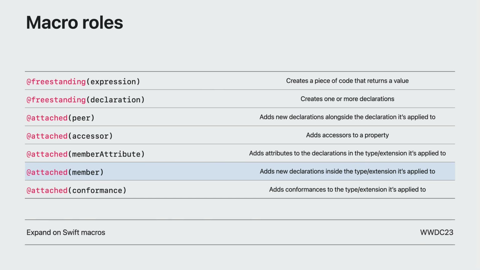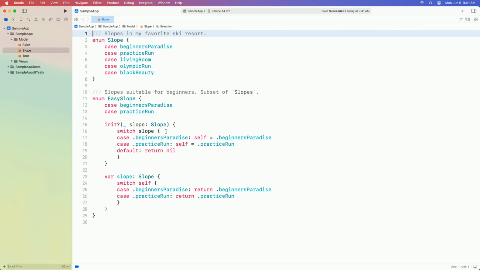To learn more about these other roles, I highly recommend watching Expand on Swift Macros, where Becca goes over them in great detail. But I want to focus on the attached member role, because it helped me improve the codebase of an app I'm currently working on. I'm also a ski instructor, and recently I've been working on an app that allows me to plan the tours I want to take my students on. One thing you absolutely want to avoid as a ski instructor is to take beginners on slopes that are too hard for them. I want to use the Swift type system to enforce that.